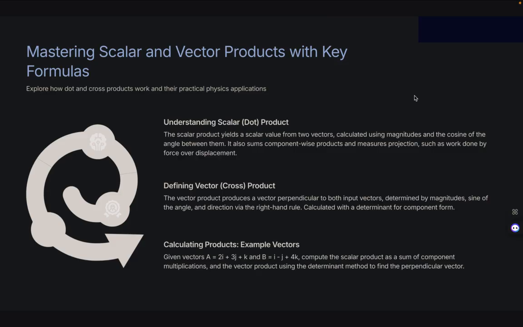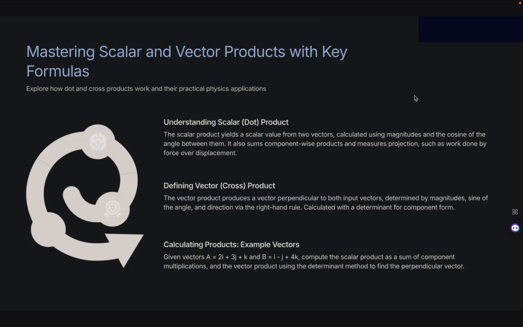So, a scalar product, which you said, remember, magnitude only, yields a scalar value from two vectors, and it's calculated using magnitudes and the cosine angle between them. So it also sums component-wise products and measures projection, such as work done and force over displacement. Defining vector cross products. So a vector product produces a vector perpendicular to both input vectors, determined by magnitude, sine of the angle, and direction via the right-hand rule. This is calculated with a determinant for component form.